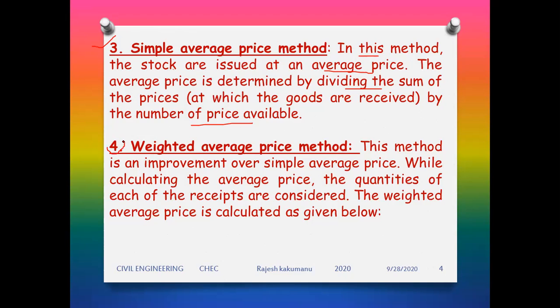Next one, the weighted average price method. This method is an improvement over the simple average price method. Weighted average is nothing but an improvisation of the simple average price method. While calculating the average price, we take an average over a range. For example, something can be sold between 20 rupees and 30 rupees.